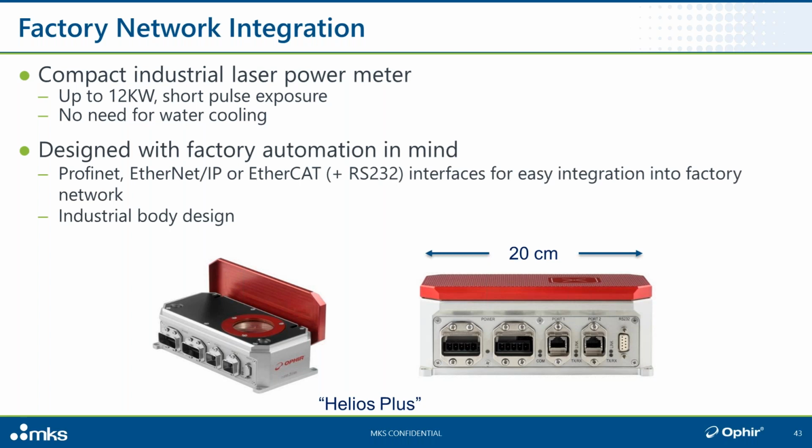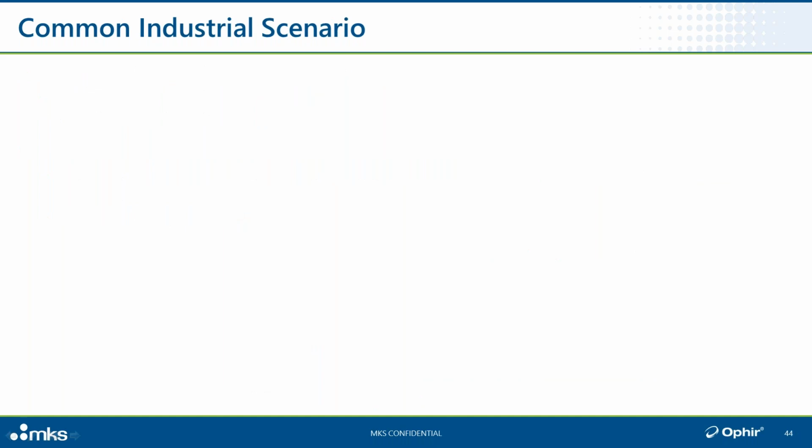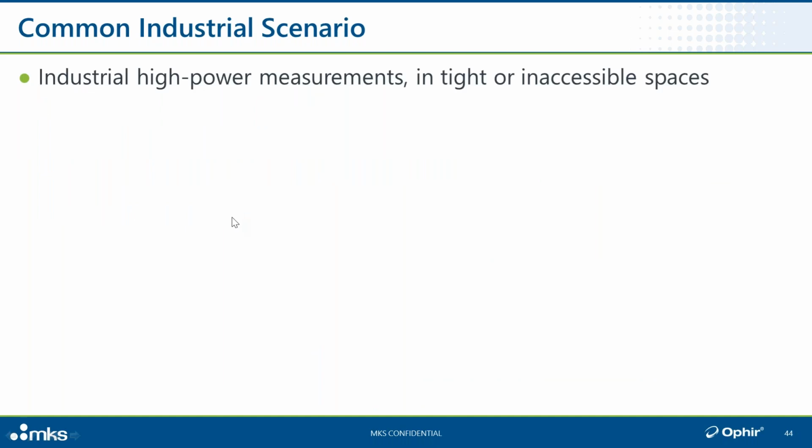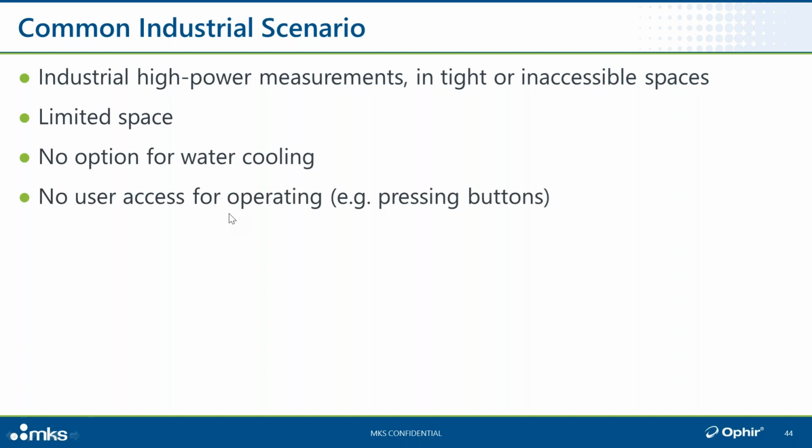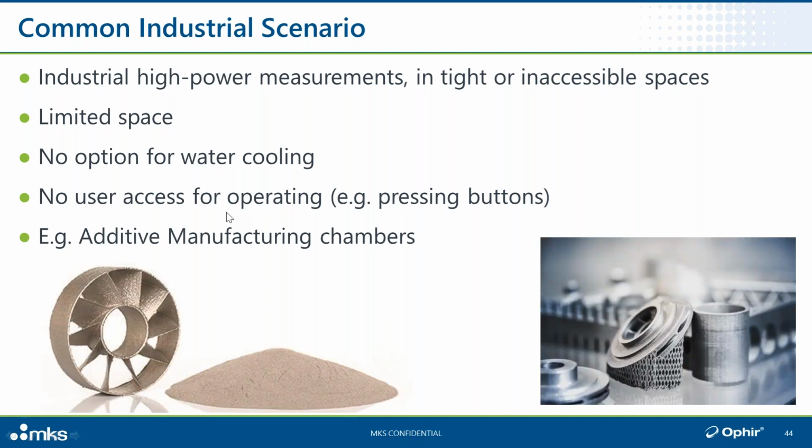Very nice solution. And then there's models with Profinet or EtherCAT or Ethernet over IP, all sorts of different protocols depending on the needs. A very common industrial scenario involves high power measurements in a tight or inaccessible space. There's no option for fan cooling or water cooling. There's no way anybody's going to be able to come up and press buttons. Think of an additive manufacturing chamber as an excellent example of this.